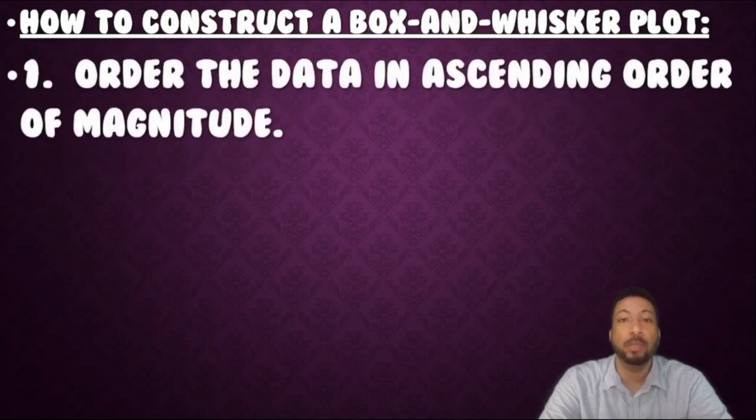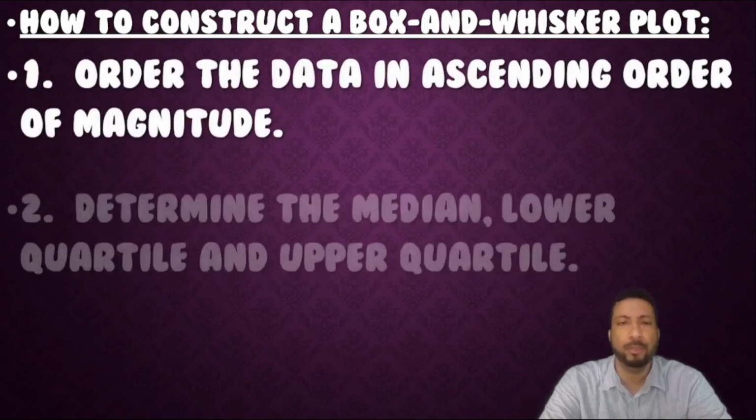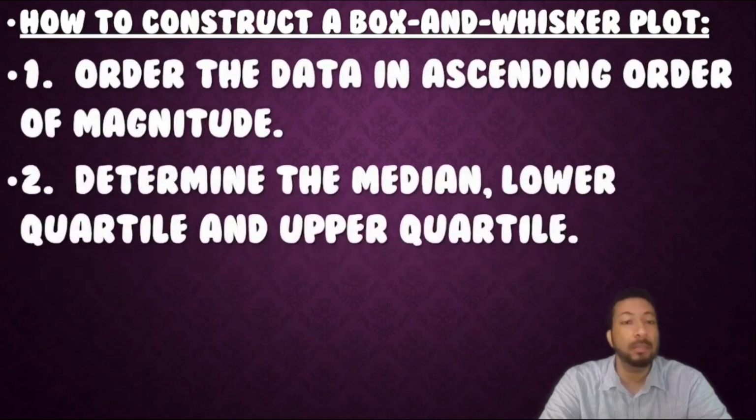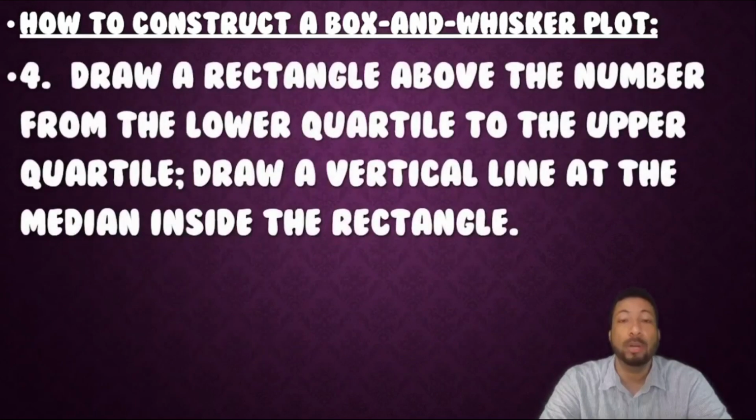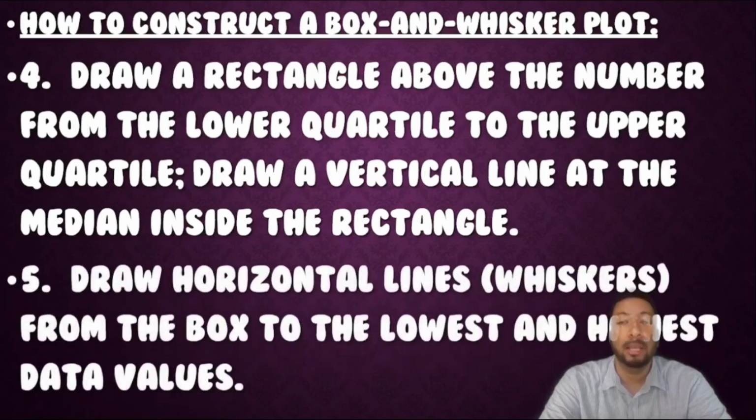Well, the first step is we order the data in ascending order of magnitude. Then we determine the median, lower quartile, and upper quartile. We proceed to draw a number line to accommodate all the values in the data set. Then we draw a rectangle above the number line from the lower quartile up to the upper quartile. Then we draw a vertical line at the median inside the rectangle. And lastly, we draw horizontal lines known as whiskers from the box to the lowest and highest data values respectively.